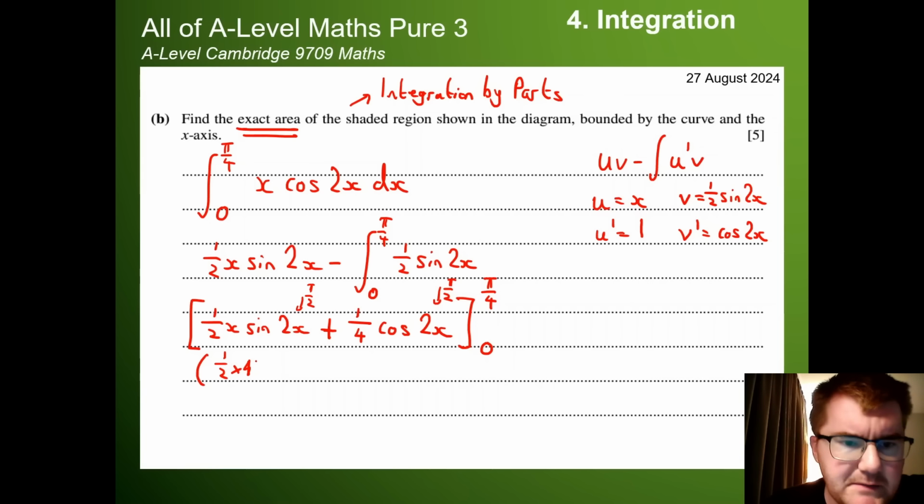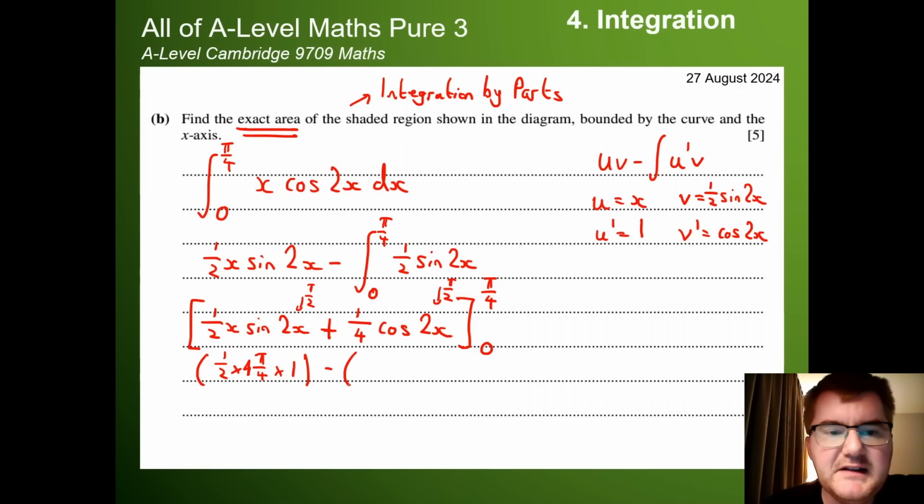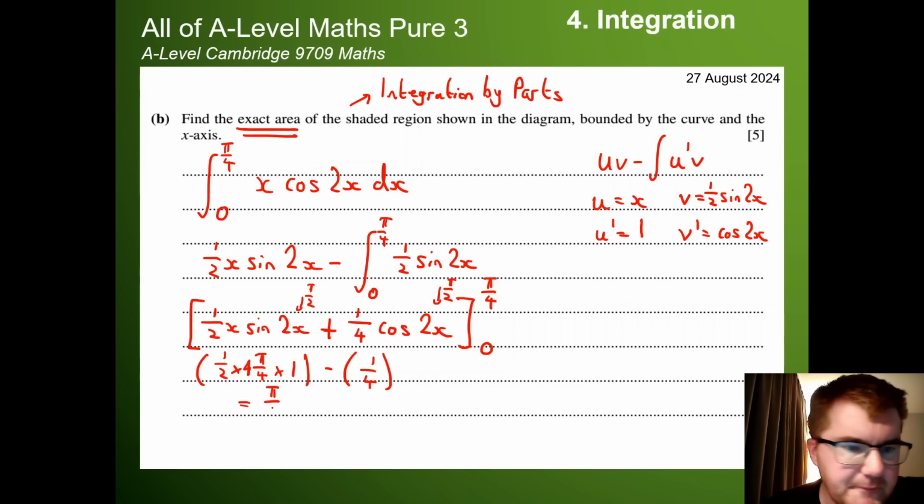So half times pi over 4 times 1. And then we put in the 0. So if we have 0, this term is going to be the one that disappears. And we're going to be left with this term over here. So cos 0 is 1. And then 1 times a quarter is a quarter.